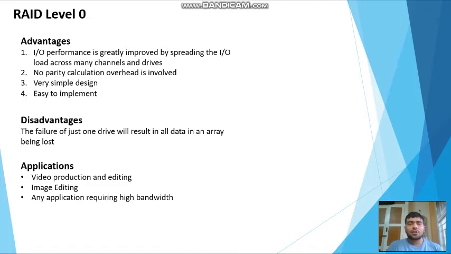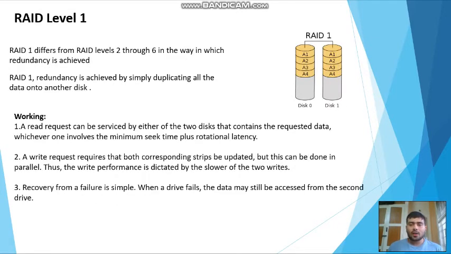The application of RAID level 0, as I've told you earlier, could be extreme processing where you require an extreme amount of processing, such as supercomputers, but also applications like video production, editing, and any application that requires high amounts of bandwidth, you can use RAID 0. So let's move on to RAID 1 now.